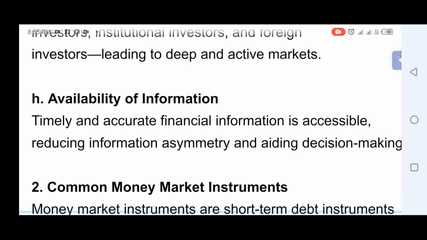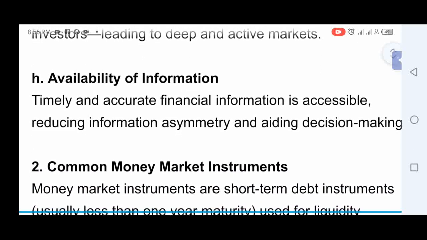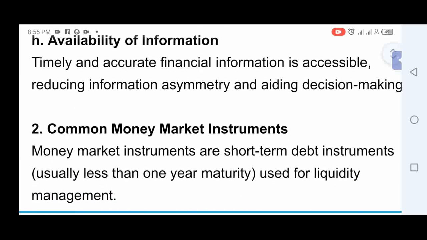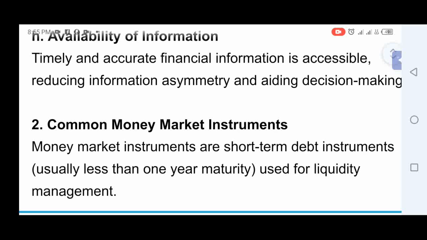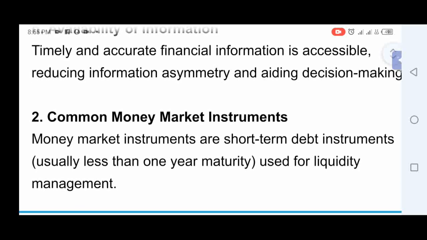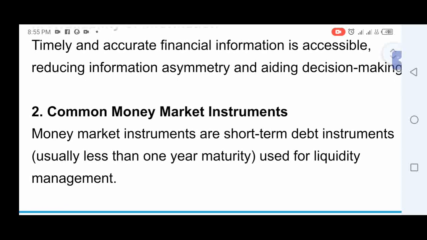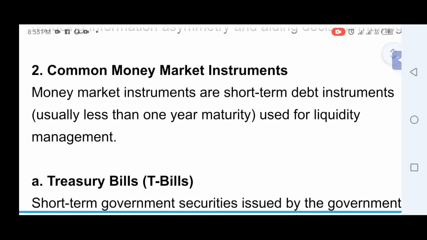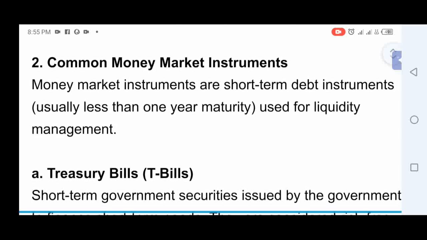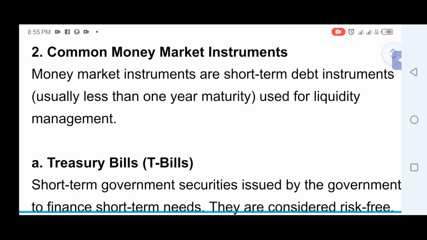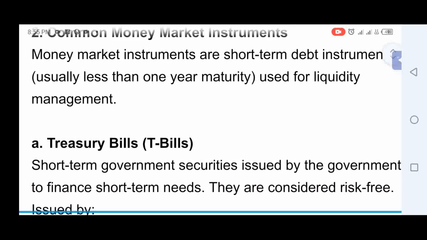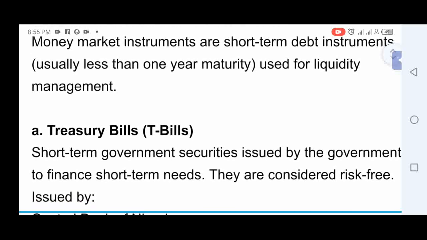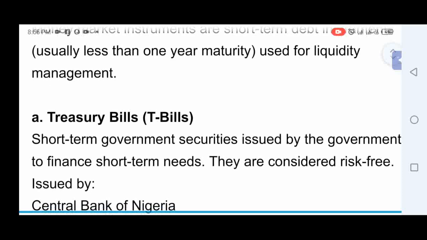2. Common money market instruments. Money market instruments are short-term debt instruments, usually less than 1 year maturity, used for liquidity management. A. Treasury bills, T-bills. It is a short-term government security issued by the government to finance short-term needs. They are considered risk-free.